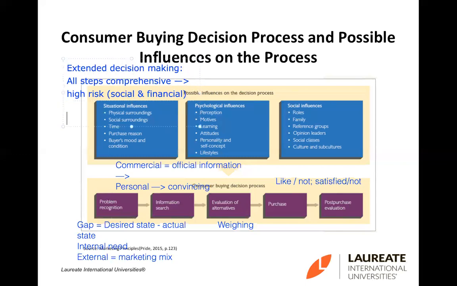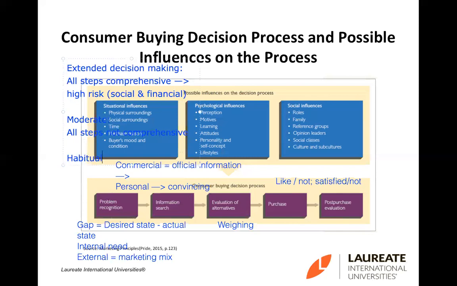And the next one is basically moderate decision making, where the risk is moderate, not that high, from a social and financial perspective, and we go through all steps as consumers, but not comprehensively. So that's moderate. You can imagine that for some consumers, buying a TV is probably not that high risk, but for some other consumer group, it may be quite high in terms of personal satisfaction and also social risk and financial risk.